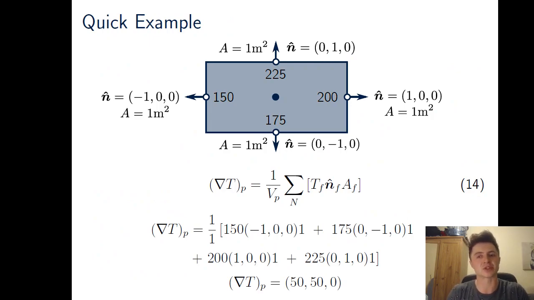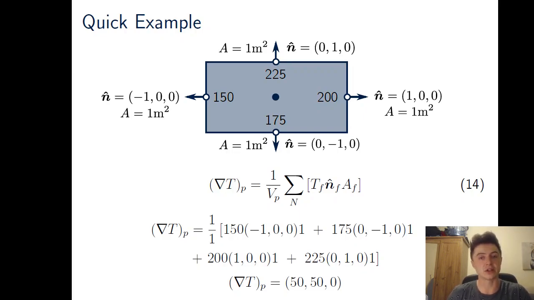But before I do that, I'm just going to do a quick example to run you through. If you've been a bit overwhelmed by the maths, this is an easy example which you can use to just check that you understand what's going on. What I've got for you here is a simple square cell where each of the faces has an area of 1 meter squared, and we've got normal vectors pointing out of the cell.